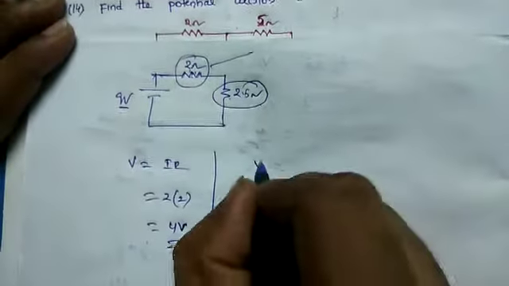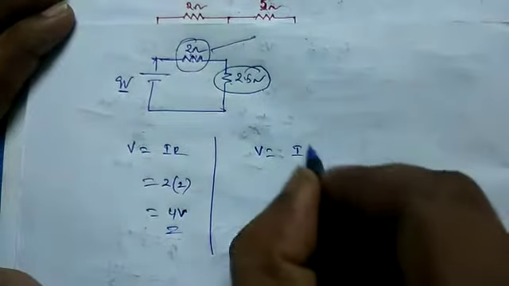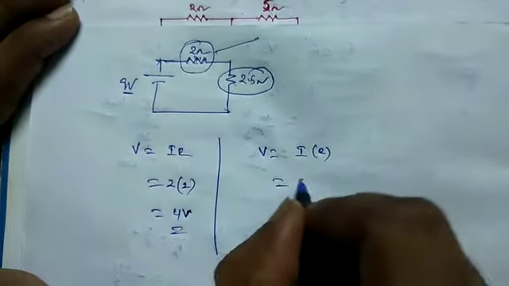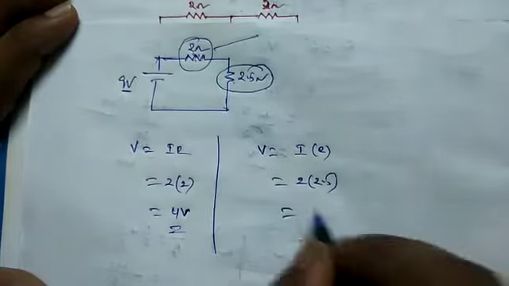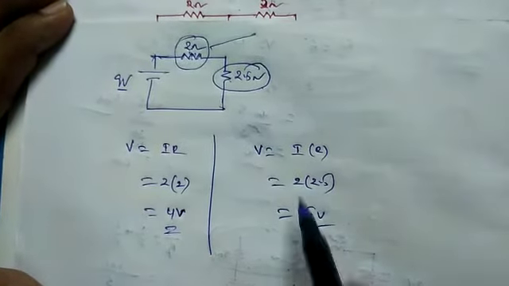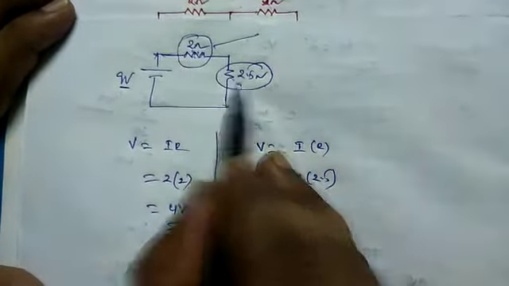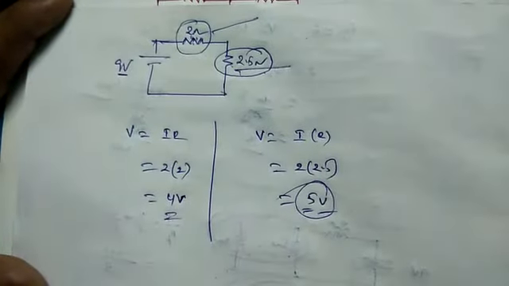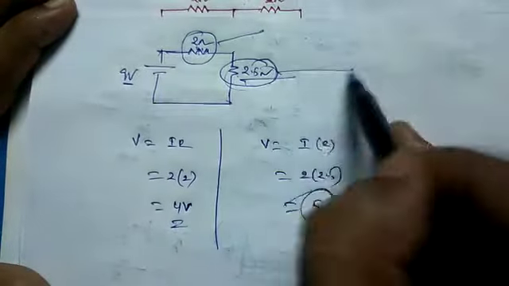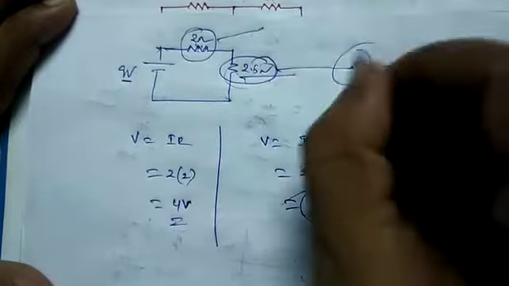What about the 2.5? V is equal to I into R. So I is the same, 2 into 2.5. That is equal to how much? 5. So here the 2.5 ohms is carrying 5 volts.